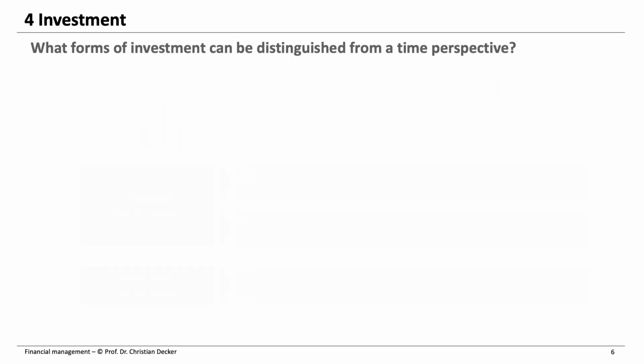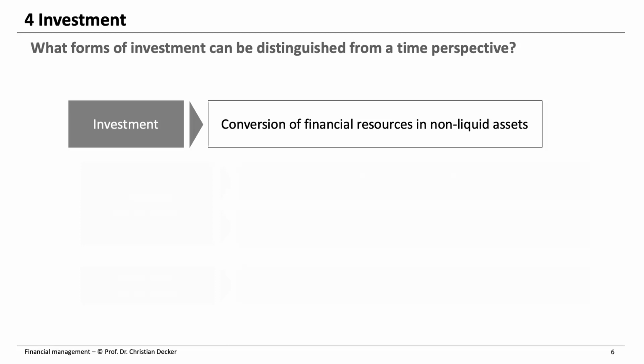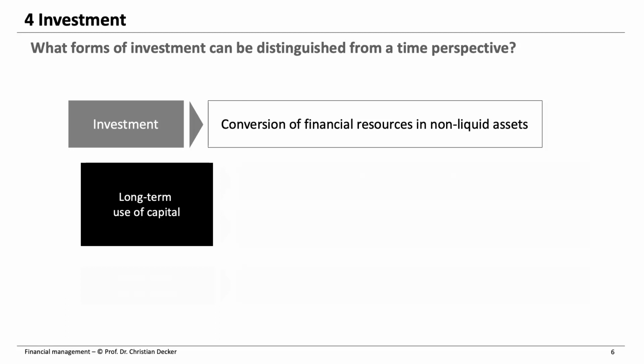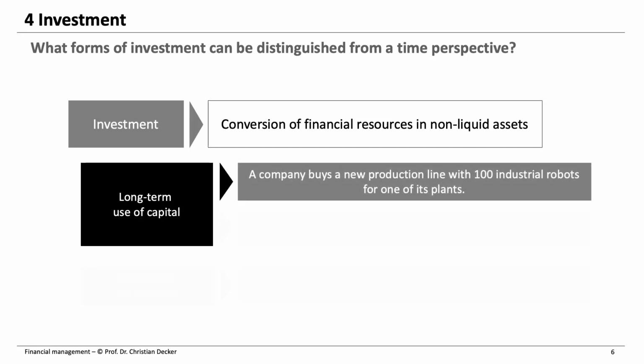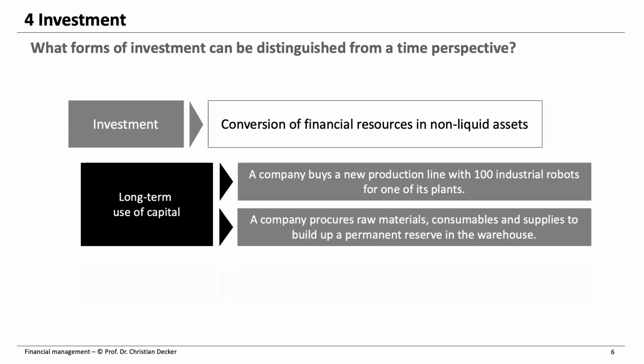What forms of investment can be distinguished from a time perspective? Investment is defined as conversion of financial resources in non-liquid assets. Long-term use of capital involves an investment in assets that are used in the company over several periods. An example: a company buys a new production line with 100 industrial robots for one of its plants. Another example would be: a company procures raw materials and supplies to build up a permanent reserve in the warehouse.